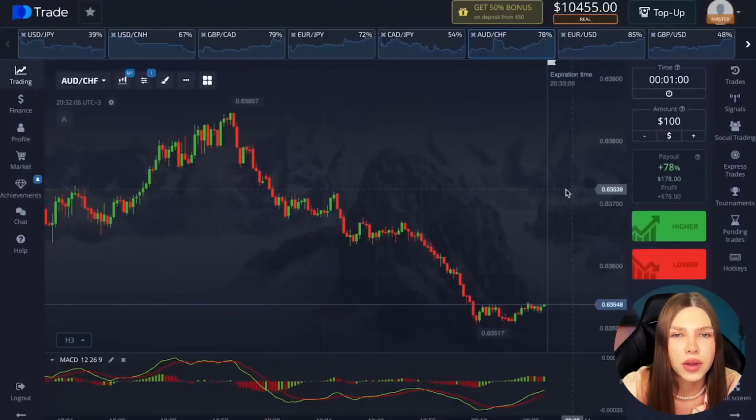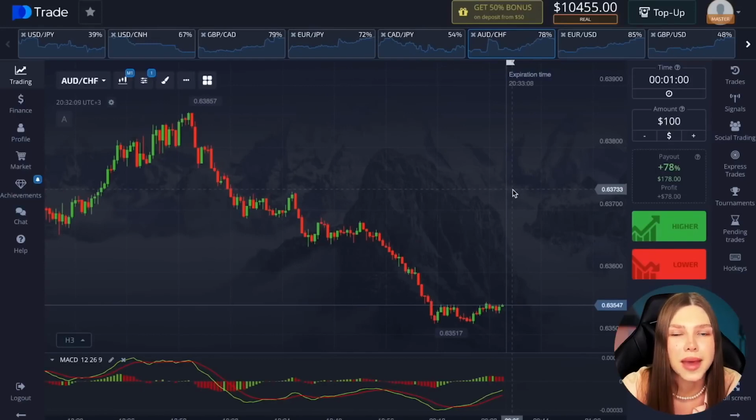Today we are going to have a look at the indicator which is called MACD. This is a volume indicator that will show you which way the chart will move in the near future.